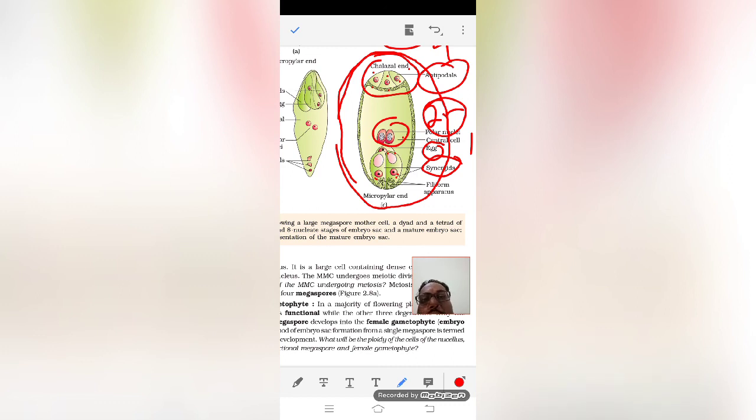So you must understand that the megaspore mother cell is 2n in condition. The megaspore is n in condition. From that n, 3 mitotic divisions have happened. They have rearranged, and a structure is formed.